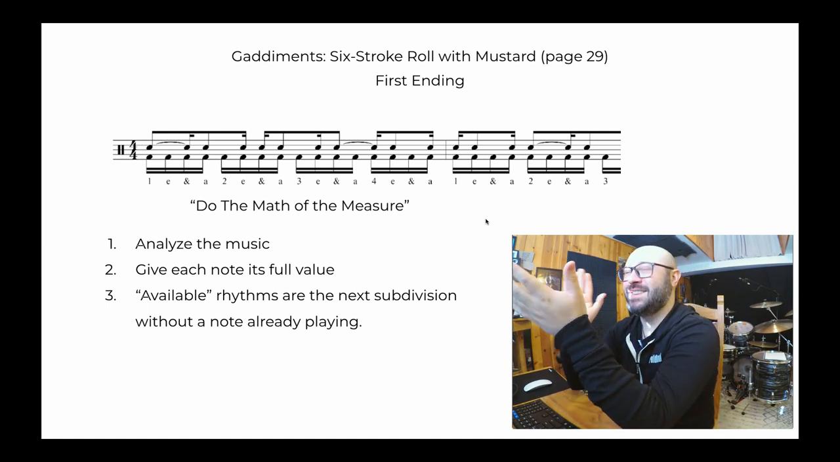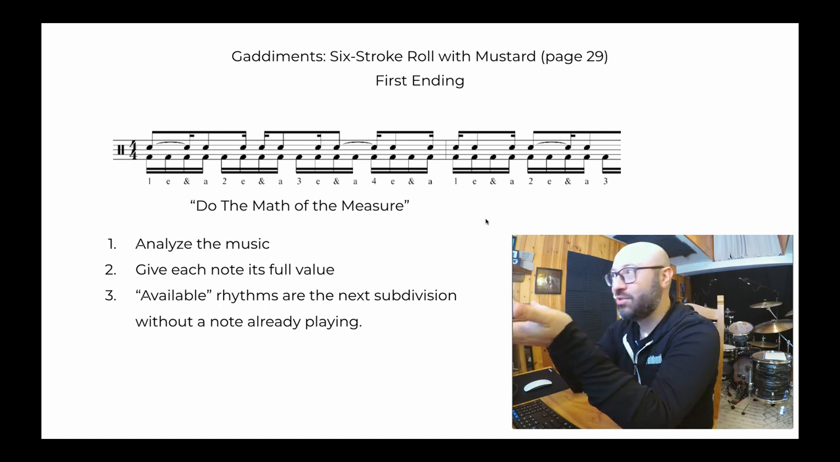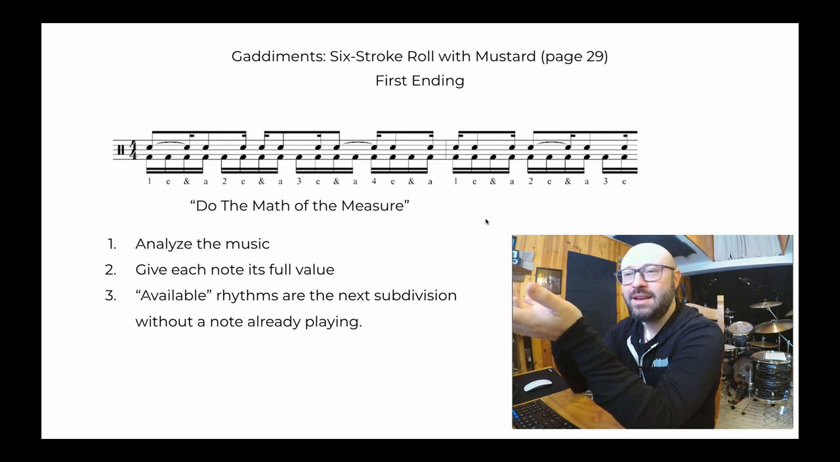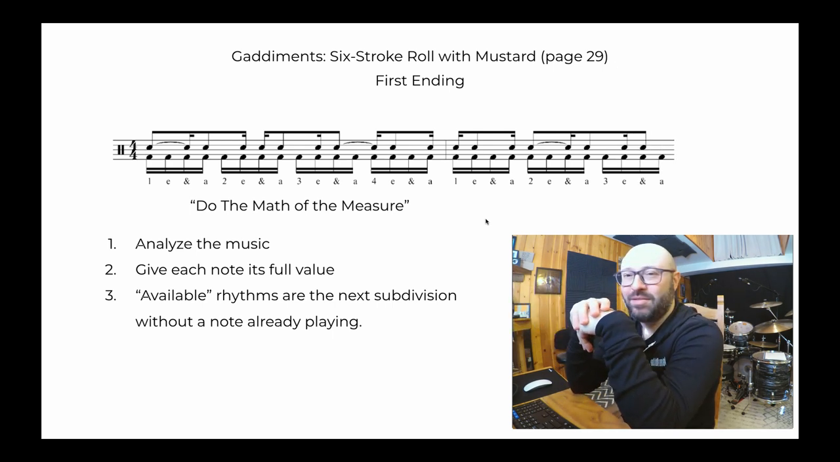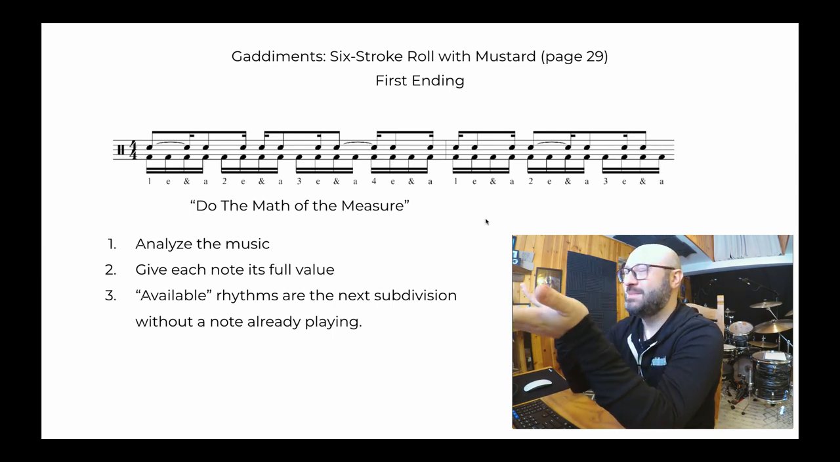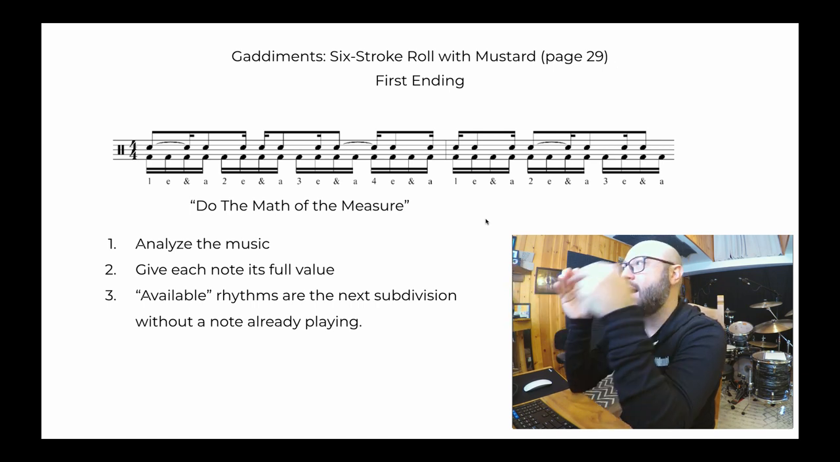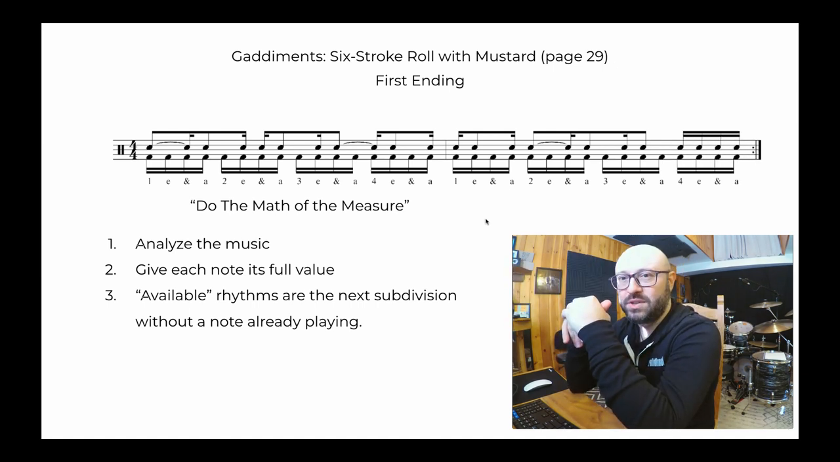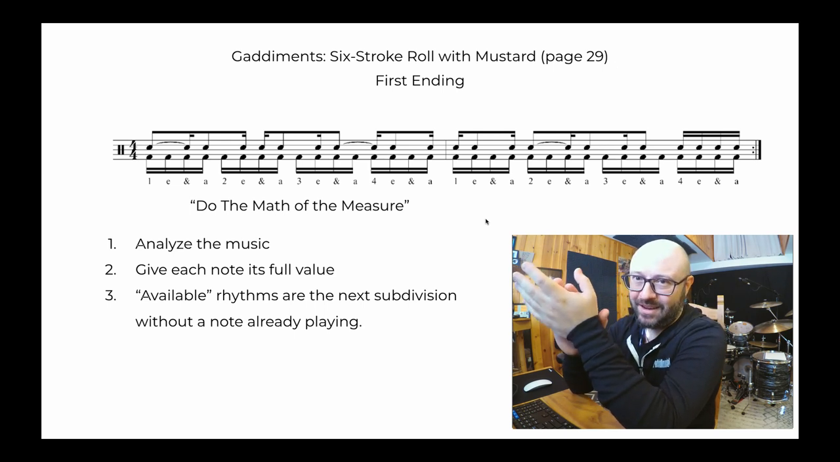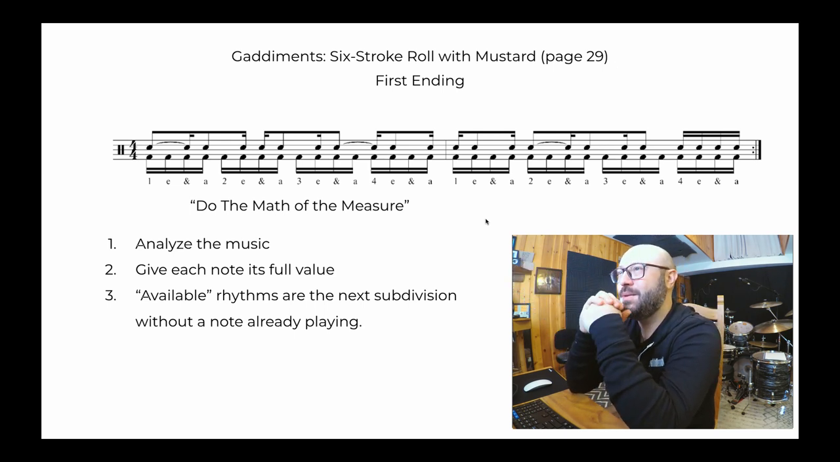Two E and a, three. We don't play on three. The next available is an E. There's a 16th note there, E, and then we have an eighth note on the "and" of three. That's all we got for beat three. So that whole measure so far is one E and a, two E and a, three E and, then beat four is four 16th notes, four E and a. That's the whole thing right there.